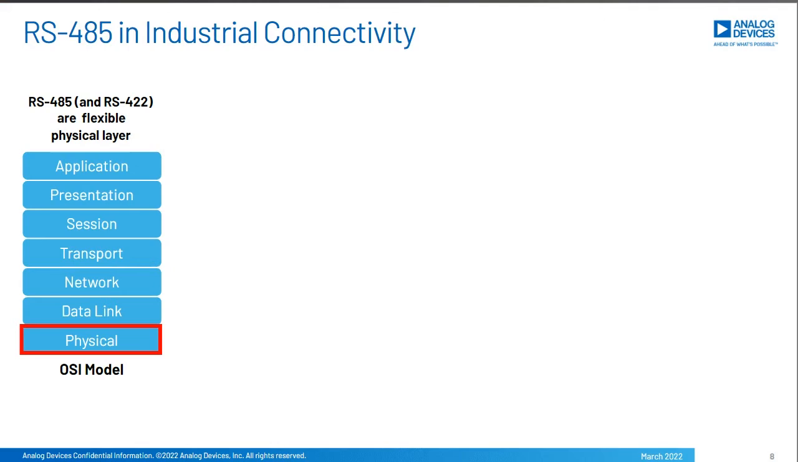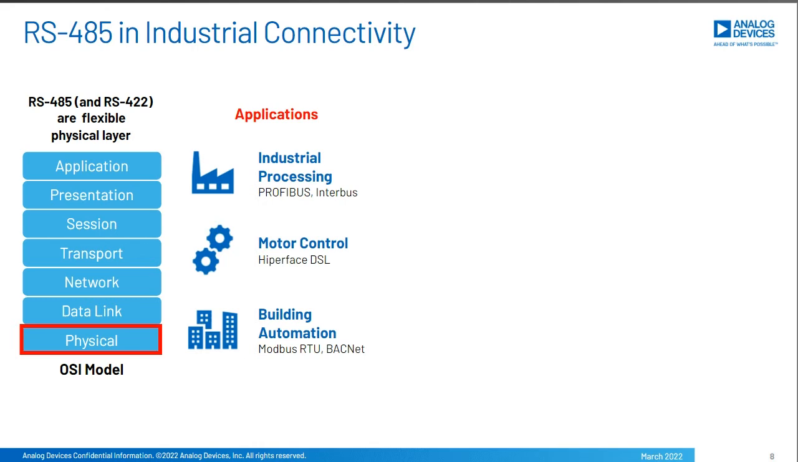So despite being 40-ish years old, RS-485 continues to be ubiquitous in the factory environment. It's used in the interface for industrial processing, motor control, and building automation. Much of its success can be attributed to its flexibility.